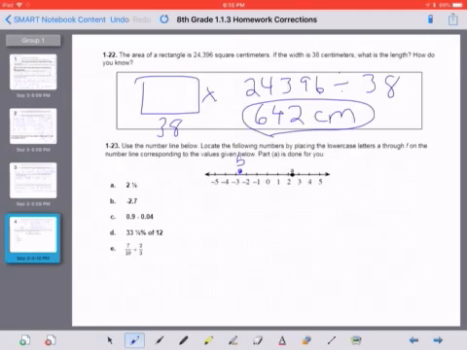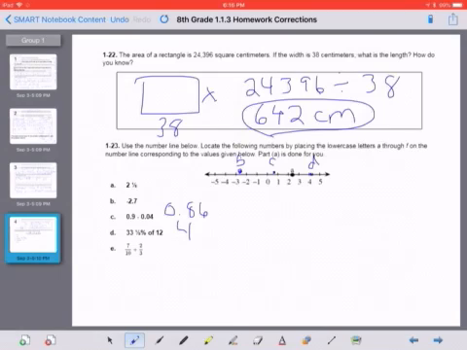C is 9/10 minus 4/100, which equals 0.86. So C is between 0 and 1, closer to 1. D is 33 1/3% of 12. Well, I know that 33 1/3 is 1/3, and 1/3 of 12 is 4. So D was actually right on the 4.